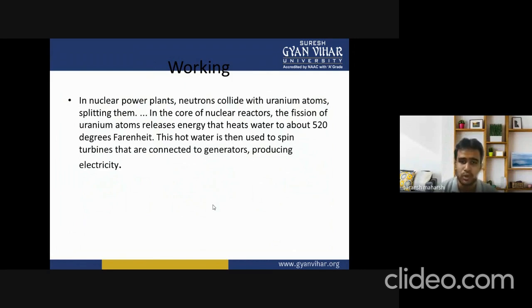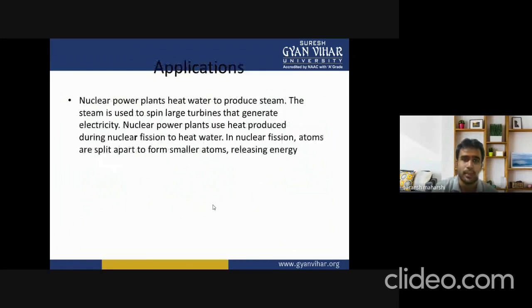Some applications of the nuclear power plant. Nuclear power plants heat water to produce steam. The steam is used to spin large turbines that generate electricity. Nuclear power plants use heat produced during nuclear fission to heat water. In nuclear fission, atoms are split apart to form smaller atoms, releasing energy.